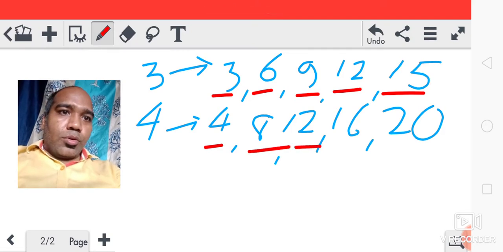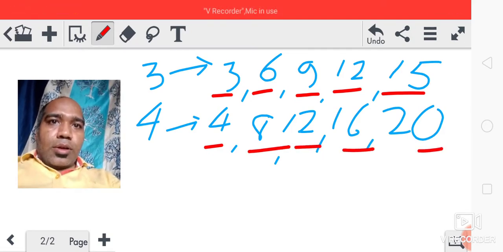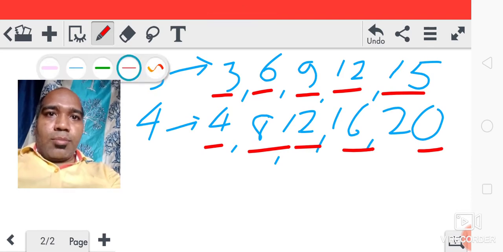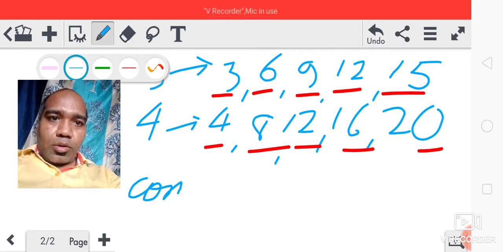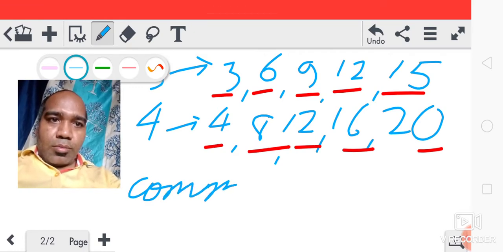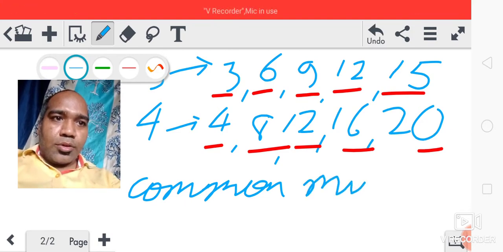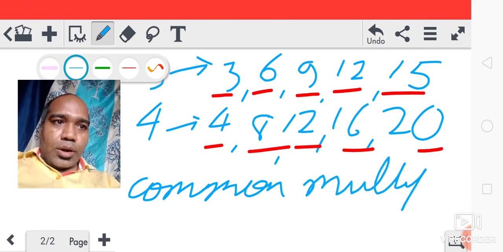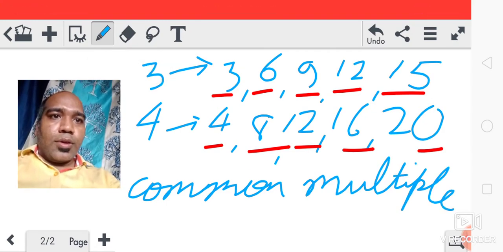So we have written here the first 5 multiples of 3 up to 15, then the first 5 multiples of 4 up to 20. Okay. Now if I ask you for a common multiple, what am I asking? Common multiple. Common means which we are getting in both.